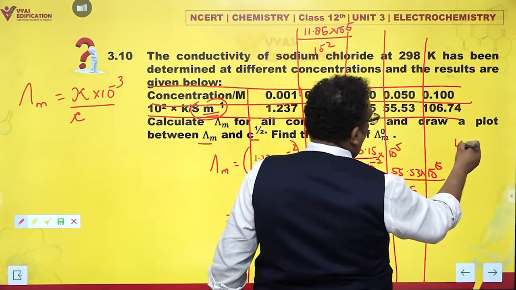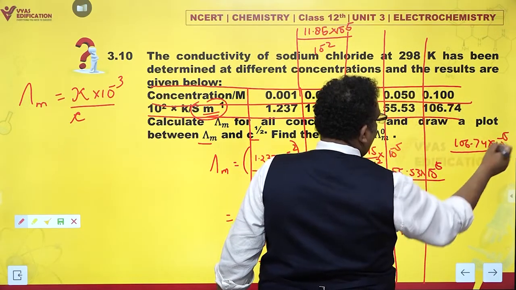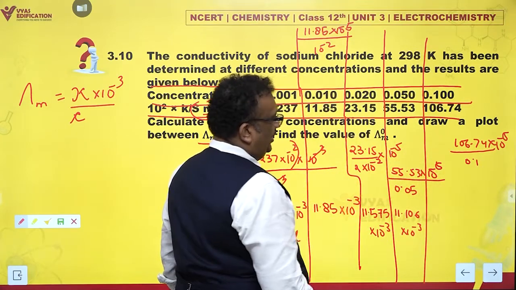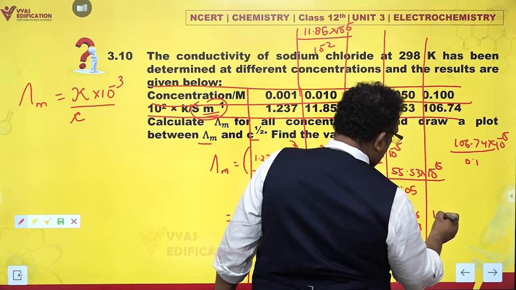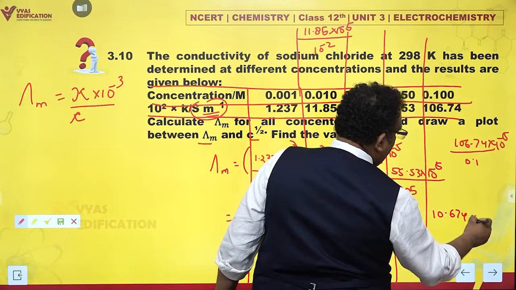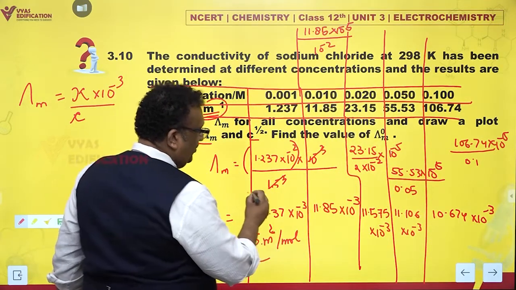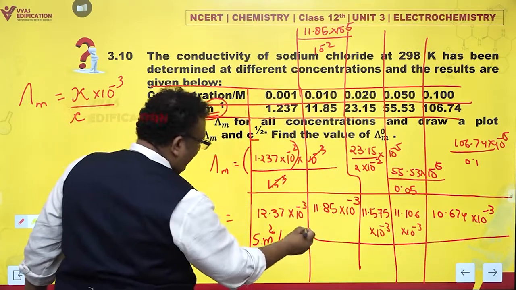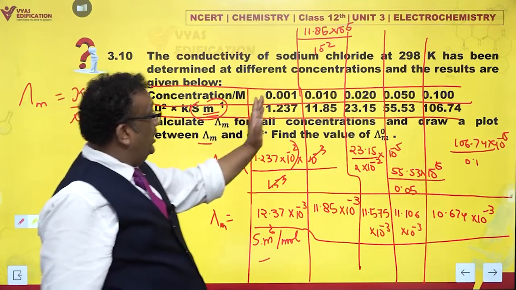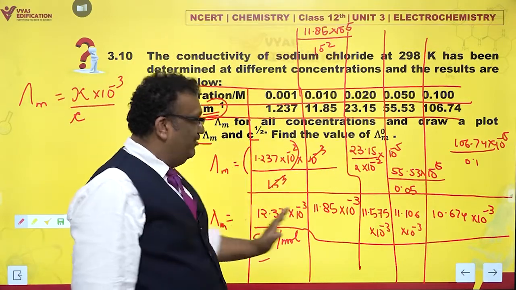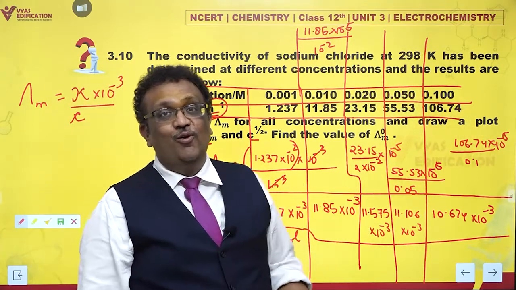And the last one, 106.74 into 10 raised to minus 5 divided by 0.1. How much is that? Sorry, this is 10.674 into 10 raised to minus 3. Units are same, Siemens meter square per mole. These are the different values of lambda m in experiments 1, 2, 3, 4, 5, this is what we have calculated. And the instruction is to plot them against root c.